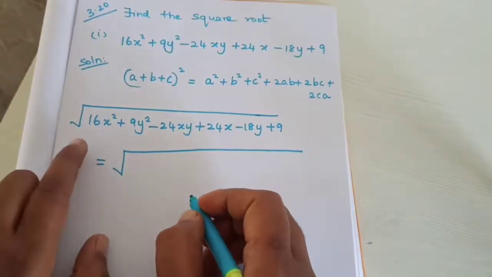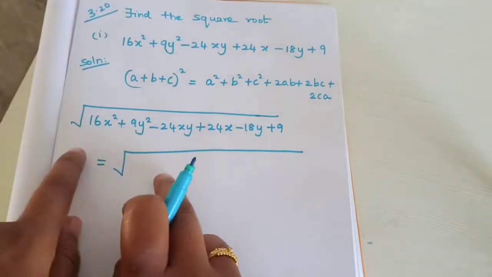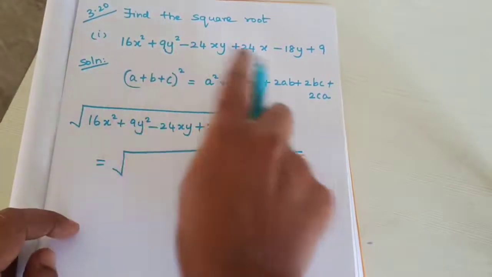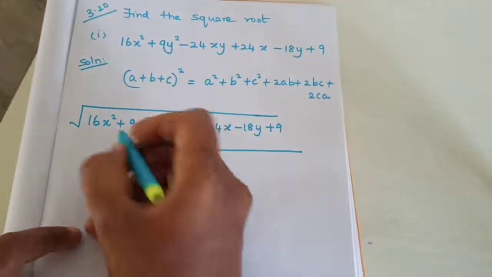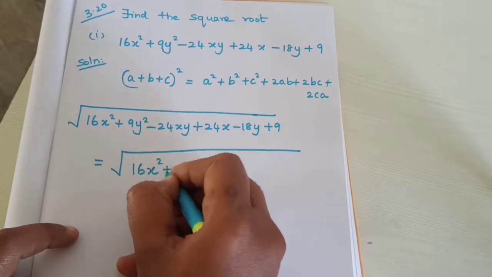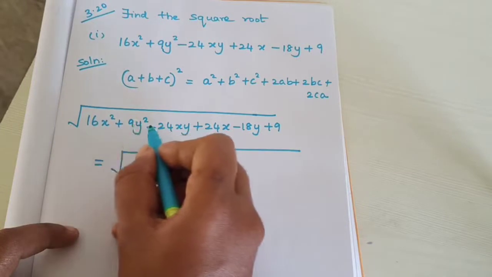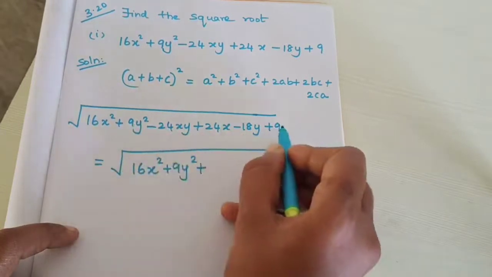Listen, this is the thing we need to find now. Find the square root of the question, which is equal to, I am arranging the terms: 16x square plus 9y square plus 9. This is one square term, this is another square term, this is also one square term.